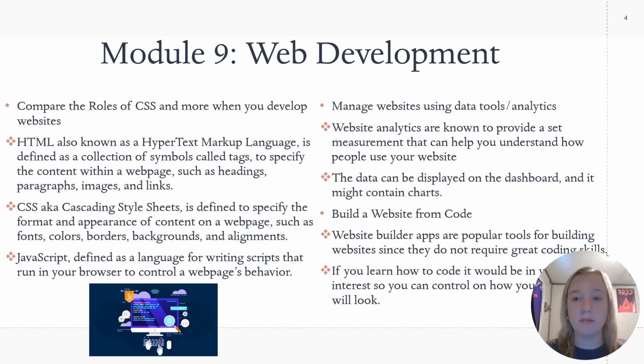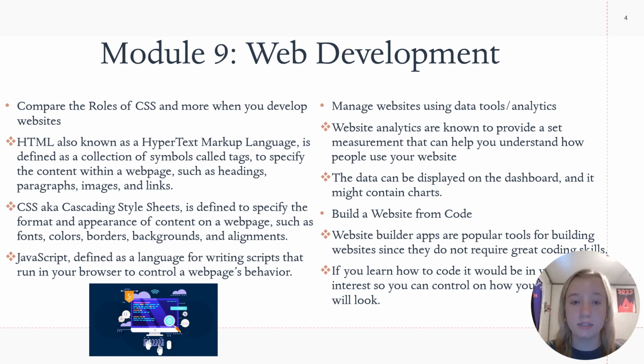Next, we have Module 9, Web Development, comparing the roles of CSS and more when you develop websites. HTML, also known as hypertext markup language, is defined as a collection of symbols called tags to specify the content within a web page, such as headings, paragraphs, images, and links. CSS, aka cascading style sheets, is defined to specify the format and appearance of content on a web page, such as fonts, colors, borders, backgrounds, and alignments. JavaScript is defined as a language for writing scripts that run in your browser to control web pages' behavior.